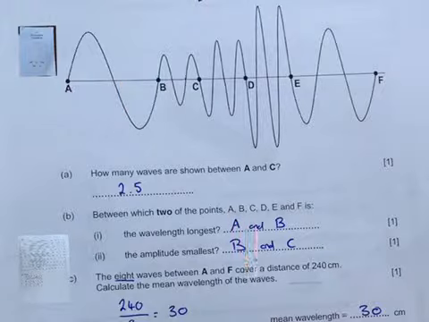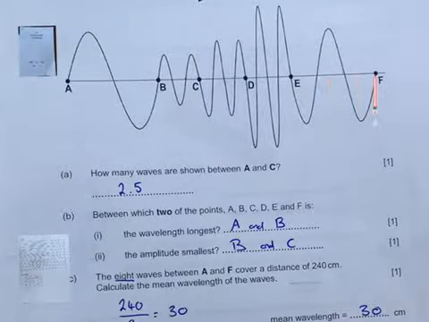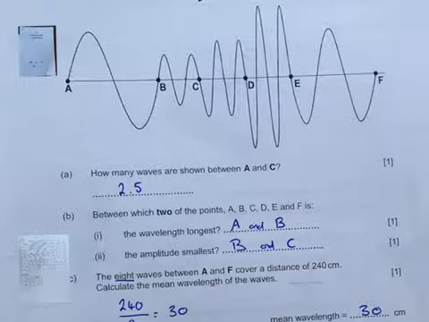Between which 2 points, A, B, C, D, E, and F, is the wavelength the longest? Well, I'm going to say between A and B again, because a wavelength for one wave is the distance there between B. You can see the distance between B and C is quite short. If you were to get a ruler and measure these out, E to F might be a contender, but there's 1.5 waves between E and F. So the actual wavelength comes to there, so that's much shorter than A and B.